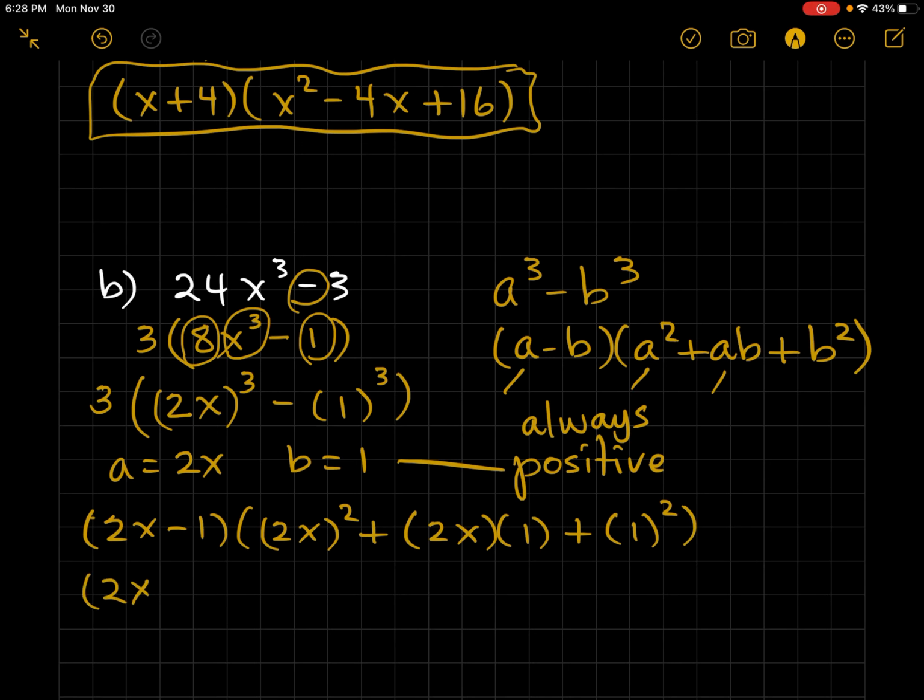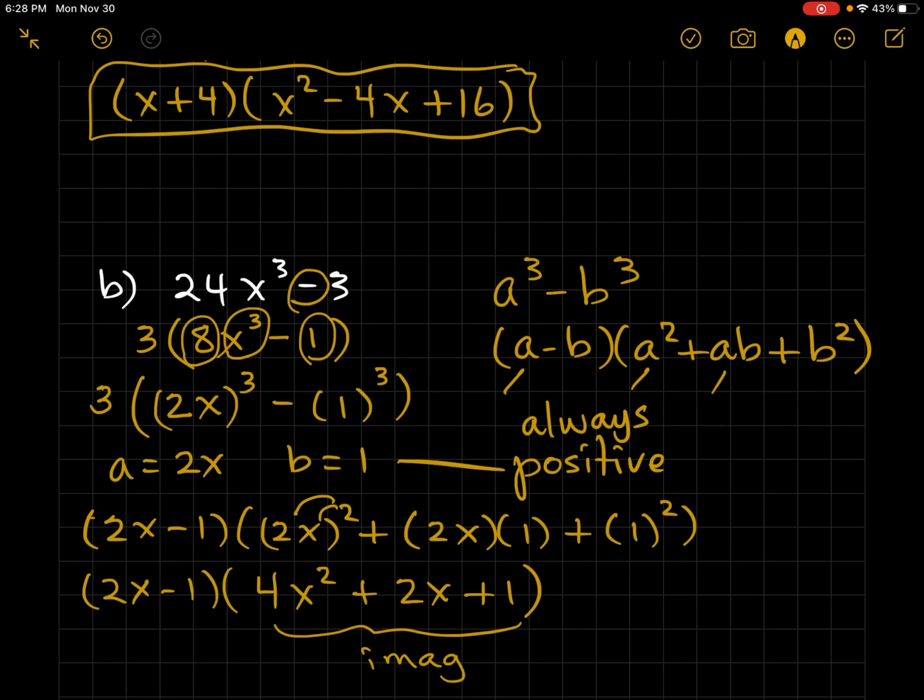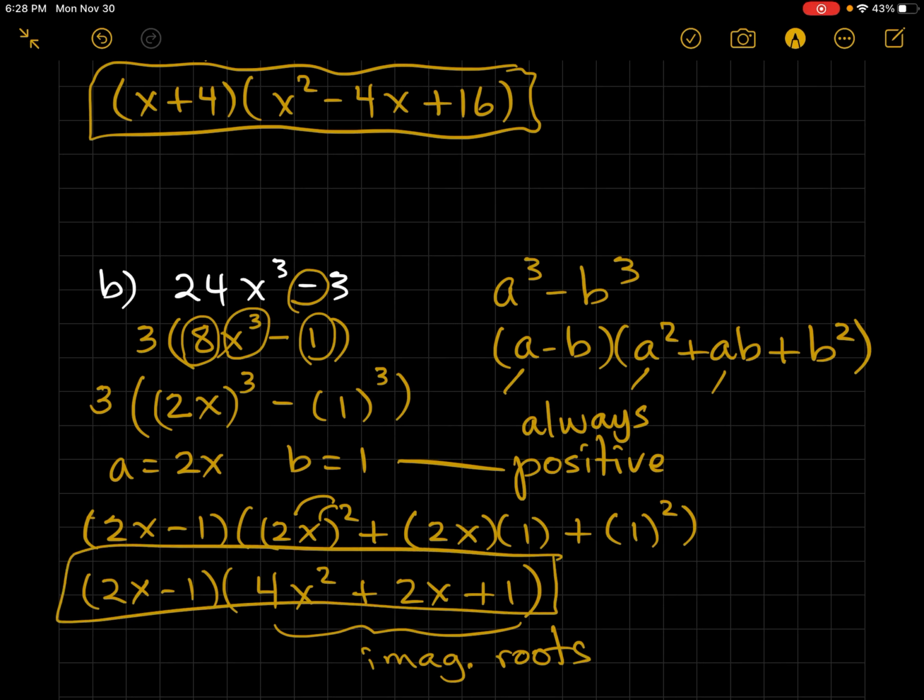So here, I'm going to simplify. And when you square, don't forget to square the 2. Students often forget to do that. So that becomes 4x squared plus 2x plus 1. And remember, don't try to factor this part. It has imaginary roots. And you'll learn how to factor that in pre-calc. Okay? So we're going to stop right there.